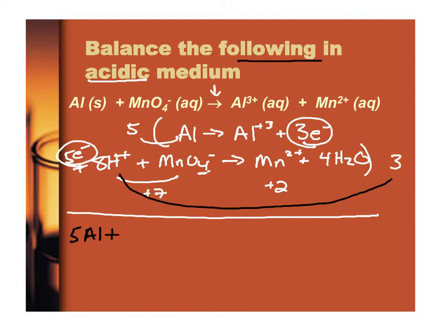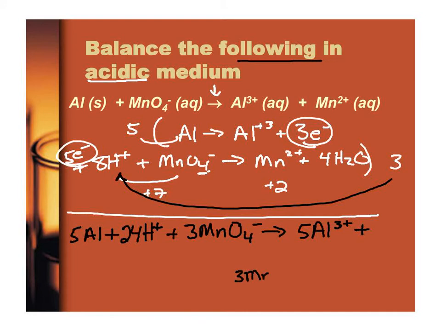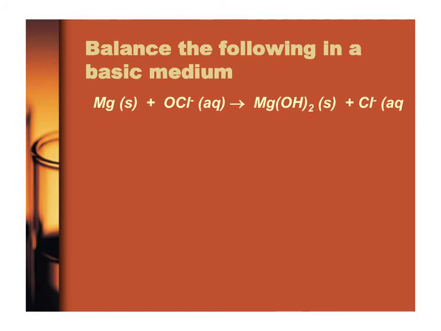I'm going to take 3 here times 8, 24 hydrogens plus 3 permanganates, MnO4 negatives. Don't forget the charges. A lot of times people forget the charges. That'll mess you way up. Plus 5 aluminums, 3 positive, plus 3 Mn2 positive, plus 12 waters. There's nothing to cancel out except the electrons. This, of course, became 15 electrons here, and this became 15 electrons, and they canceled. Nothing else canceled. Sometimes you get the waters or the hydrogens to cancel, but that is not the case in this particular reaction.